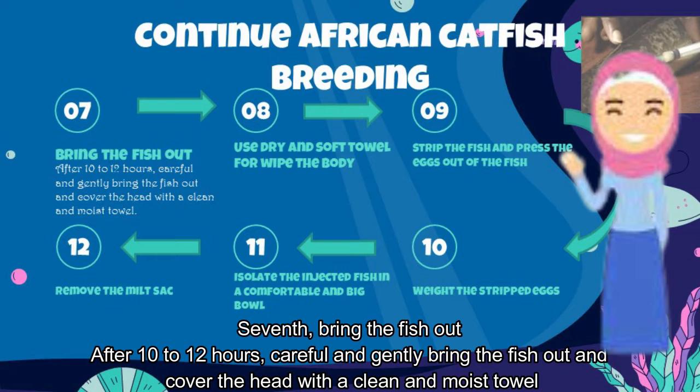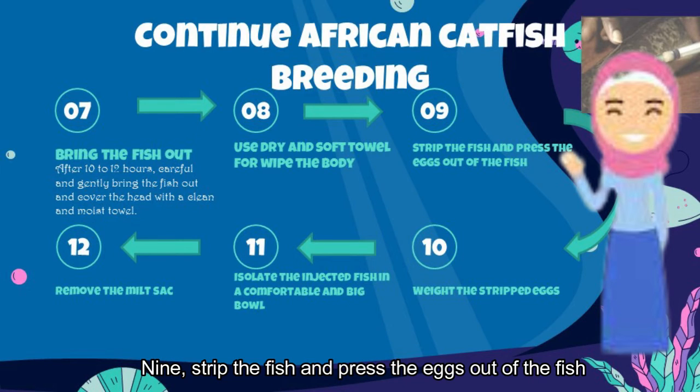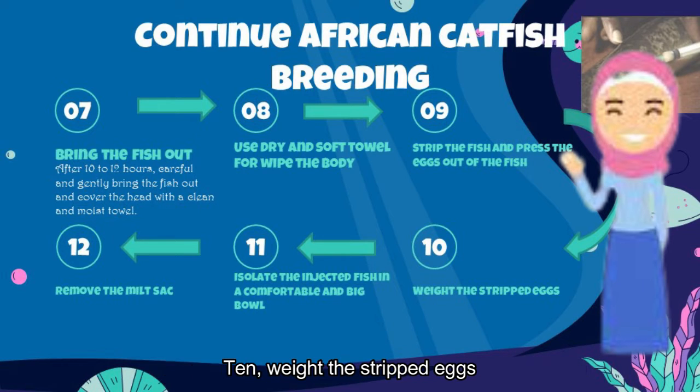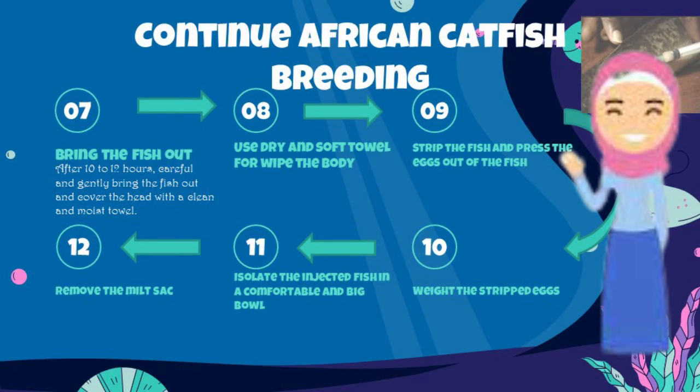7. Bring the fish out. After 10 to 12 hours, carefully and gently bring the fish out and cover the head with a clean and moist towel. 8. Use a dry and soft towel to wipe the body. 9. Strip the fish and press the eggs out of the fish. 10. Wet the stripped eggs. 11. Isolate the injected fish in a comfortable and big bowl. 12. Remove the milt cell.